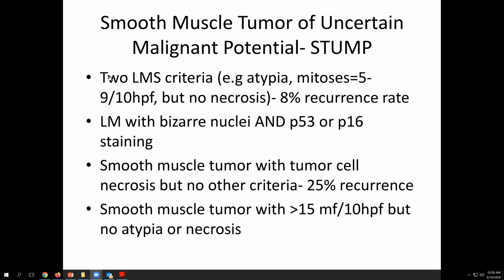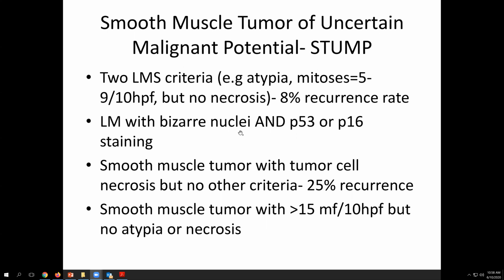For example, if you have two leiomyosarcoma criteria only, that gives you an 8% recurrence rate. Whereas if you have a smooth muscle tumor with tumor cell necrosis but no other criteria, well, that would give you a 25% recurrence rate. So different strokes here for different outcomes.